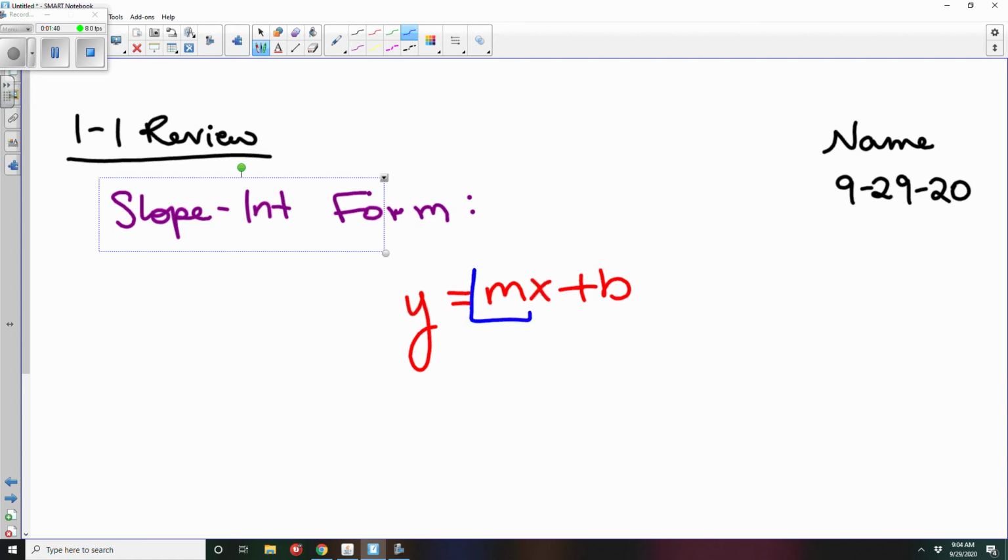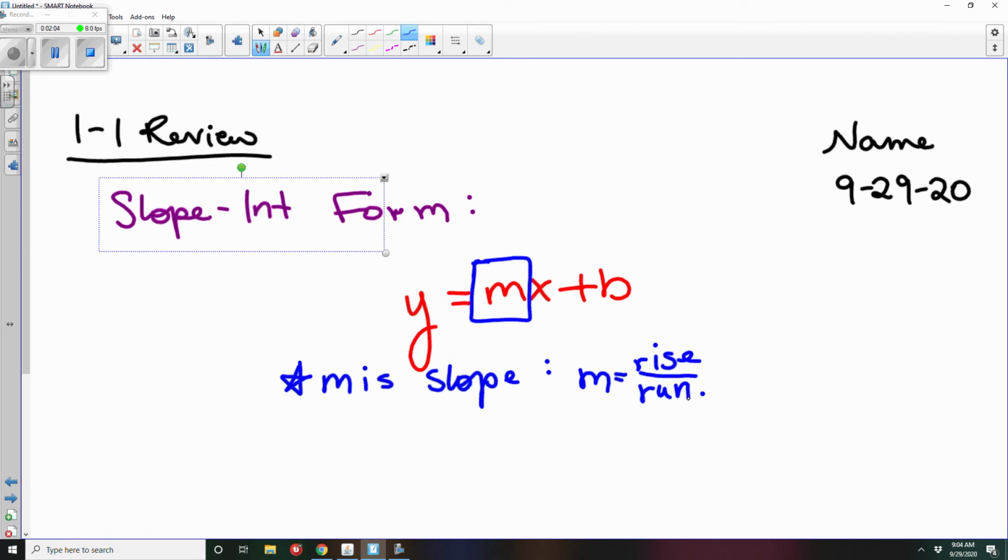So m is our slope. And we always say that slope is rise over run. So m is rise over run. Now one thing I always like to talk about with our rise over our run is that there's two main types of slope we see.